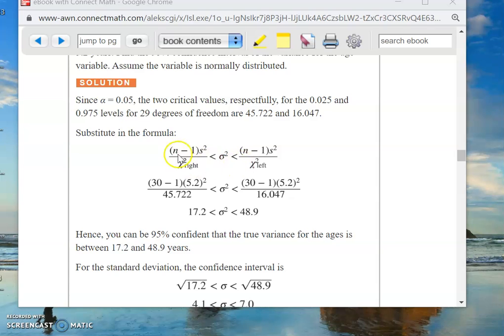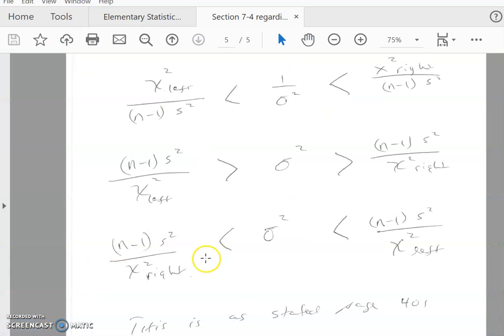It says chi-squared right, but that's on the left-hand side of the inequality. The only reason is what I told you before when I was showing you where this came from: it's because of our cultural bias. Chi-squared right is over here on the right-hand side, chi-squared left is on the left-hand side, but that isn't the way we normally write these things. We write the smallest number on the left, because on our number lines the smaller numbers are on the left.